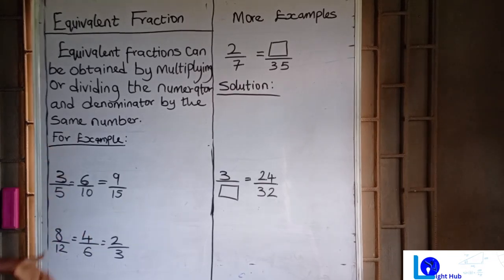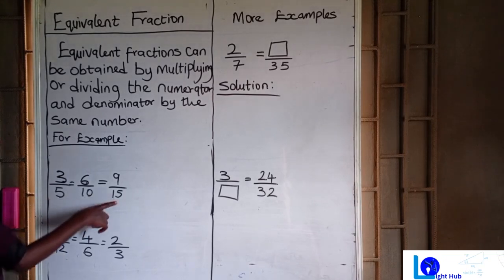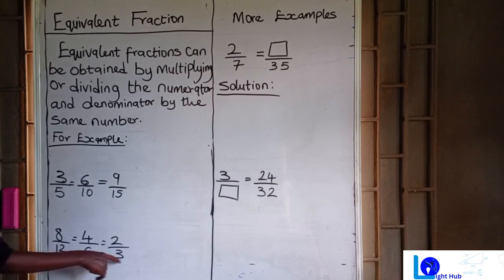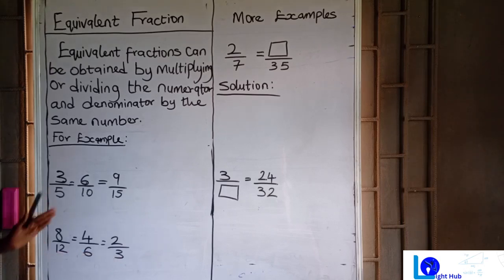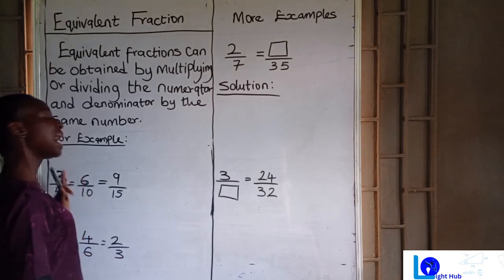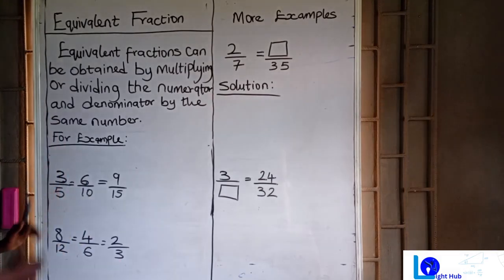So these are examples of equivalent fractions. This is equal to this and is also equal to this. This is equal to this and this is also equal to this. So 6/10 and 9/15 are equivalent to 3/5. How are they equivalent to themselves?